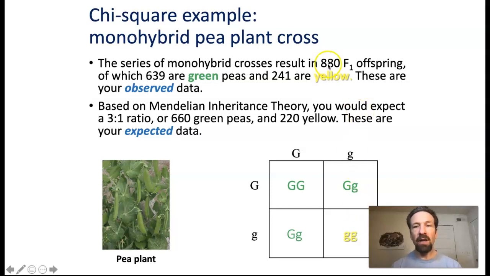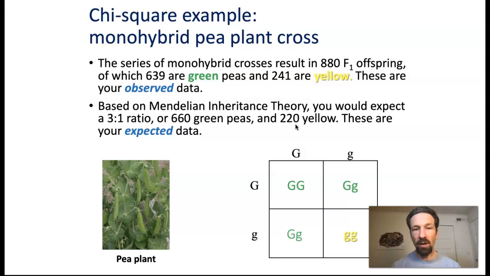Well, if we have 880 seeds, then 1/4 of 880 is 220. So our expected number of yellow seeds is 220, and 75% of 880 equals 660. So we expect 660 green peas. We can do an eyeball estimate here, or a quick estimate, and see that the number of green peas we collected, 639, is close to our expected, as is the number of yellow seeds close to our expected number of yellow seeds. However, they are not exactly the same.